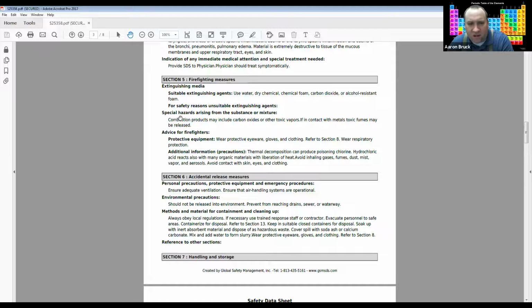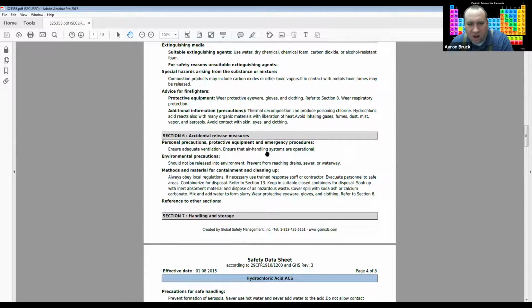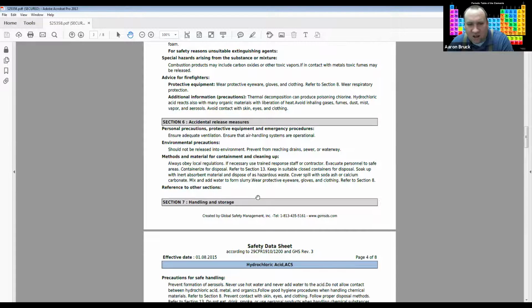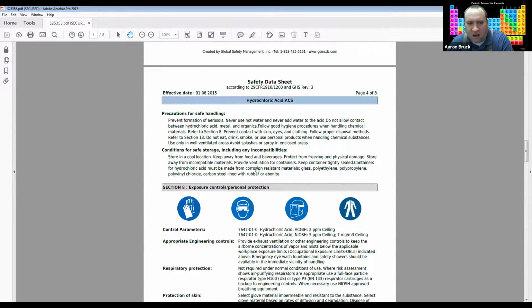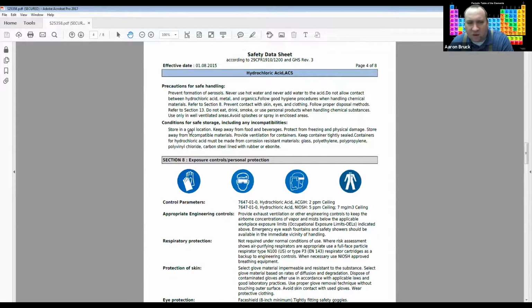Firefighting measures, accidental release, prevent it from reaching the drains, sewer, or waterways. Handling and storage: keep it in a cool location away from foods and beverages. Do not allow it to freeze. Store away from other incompatible materials. Keep the containers tightly sealed.